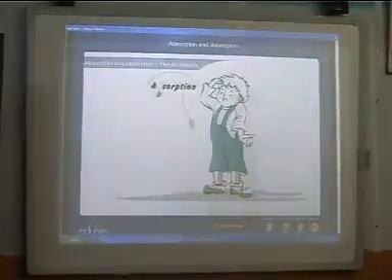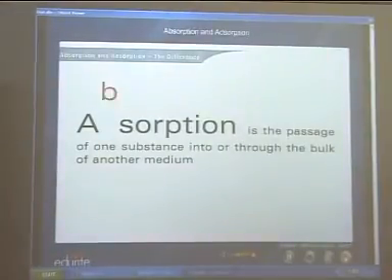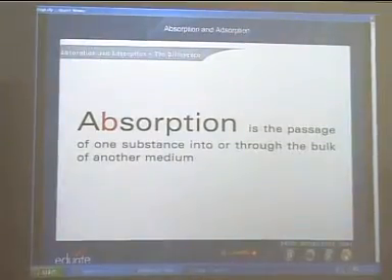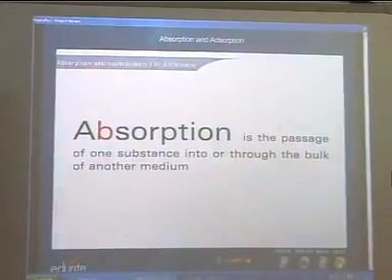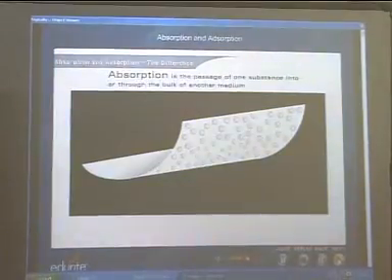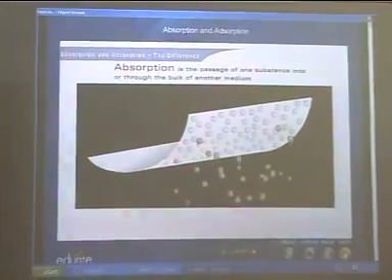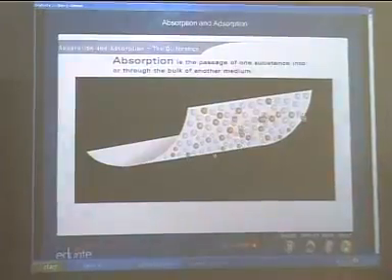Let's understand absorption. Absorption is the passage of one substance into or through the bulk of another medium. The absorbed substance spreads to saturate the whole of the medium to form a solution.